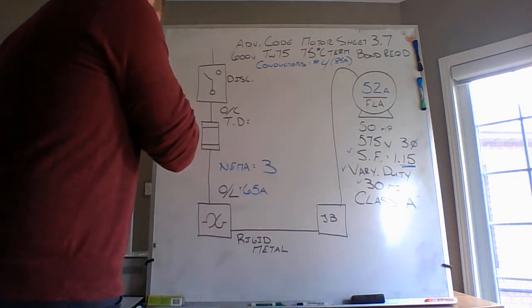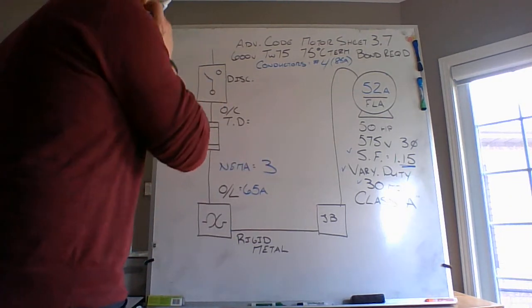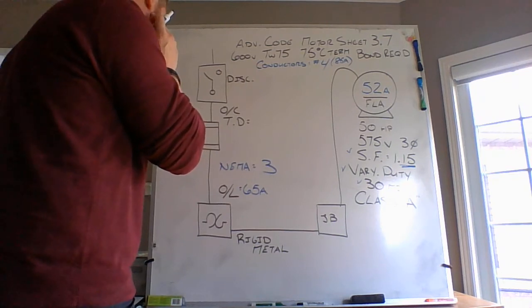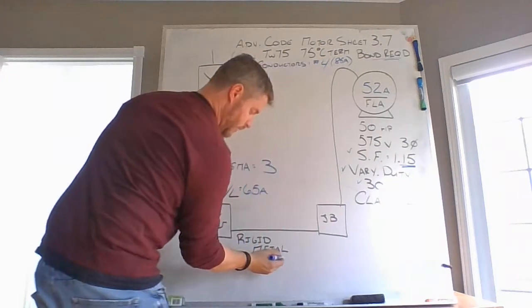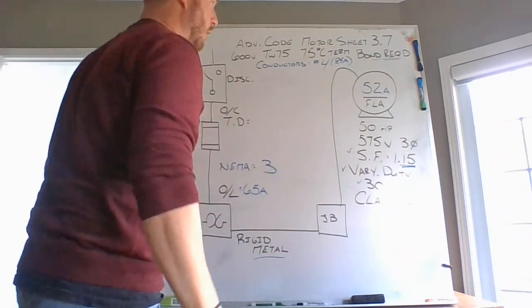Now, the next portion in the equation, we can't necessarily do bonding conductor just yet, so we'll hold off on the bonding conductor. In this specific sheet, even though you're running rigid metal conduit, we're requiring a bonding conductor.